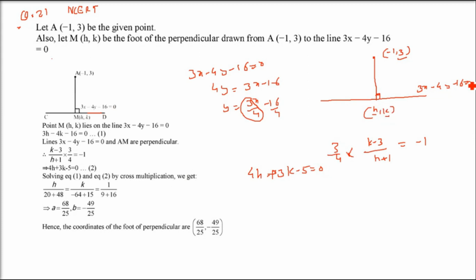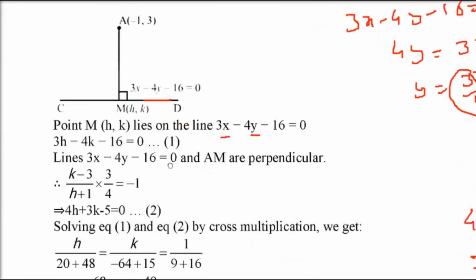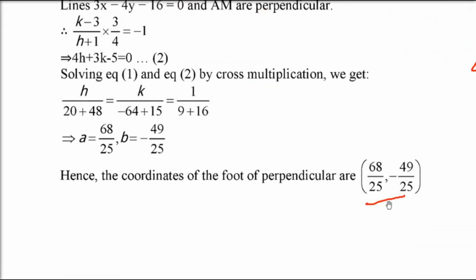Now one more thing is there. This (h, k) is lying on the line 3x minus 4y equals 16. Put h and k here, so you get another equation: 3h minus 4k minus 16 equals 0. You solve these two equations. h equals 68 by 25 and k equals minus 49 by 25. Let me enlarge it so that you know how to solve it. This is the solution.